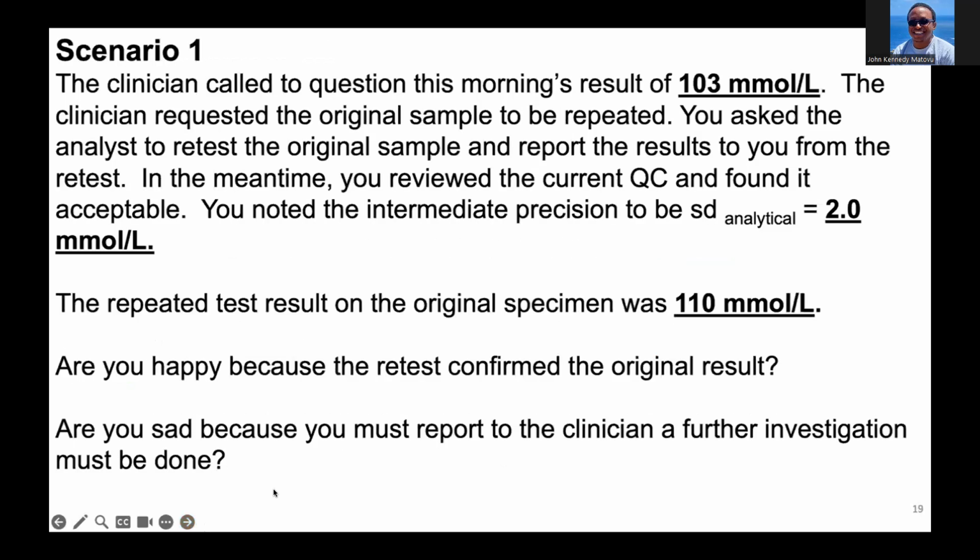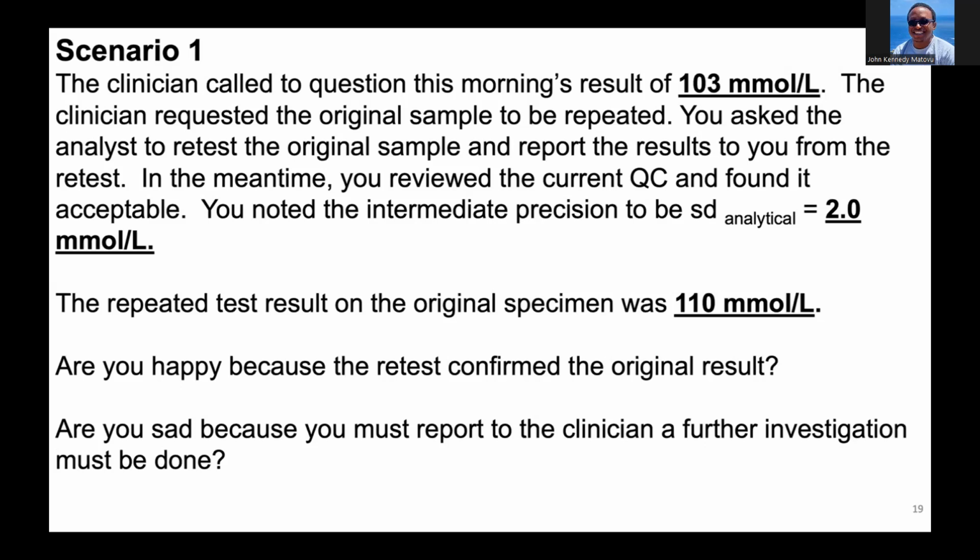So for the first scenario, we were told that the clinician called to question a result that came from your lab, and it was a result of 103 millimoles per liter. They requested a repeat, and you asked the analyst to retest the original sample and report the results to you. In the meantime, you reviewed the QC and found it acceptable. You also noted that the imprecision, the SD, was 2 millimoles per liter.